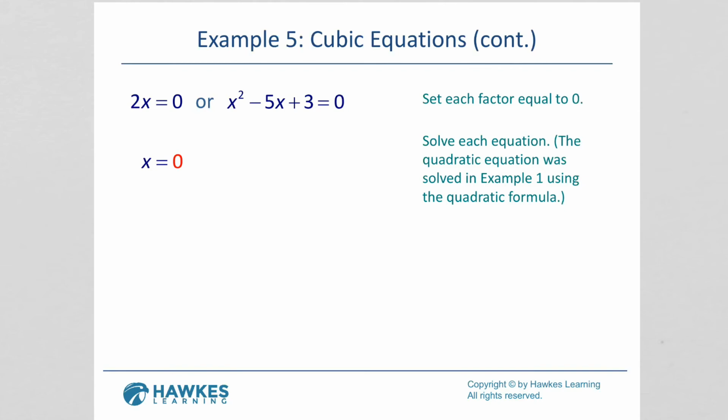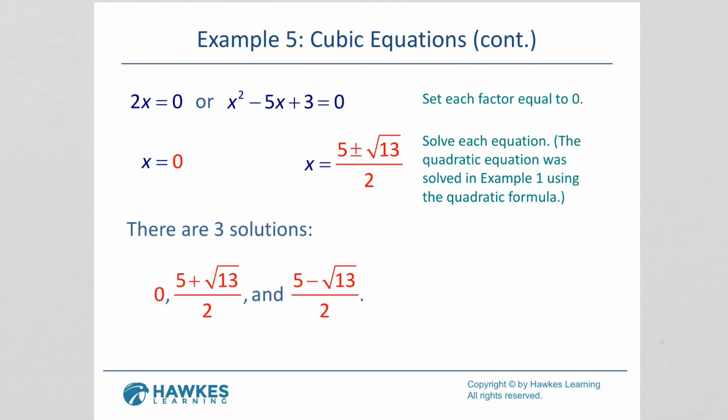2x equals 0. We're going to divide both sides by 2, so x is equal to 0. If I can't find two things that multiply together to give me 3 and add to give me negative 5, I have to use the quadratic formula, so that's what I'm going to do here. That ends up being x equals (5 plus or minus the square root of 13) over 2. So there are three solutions to this cubic equation: 0, (5 plus the square root of 13) over 2, and (5 minus the square root of 13) over 2.